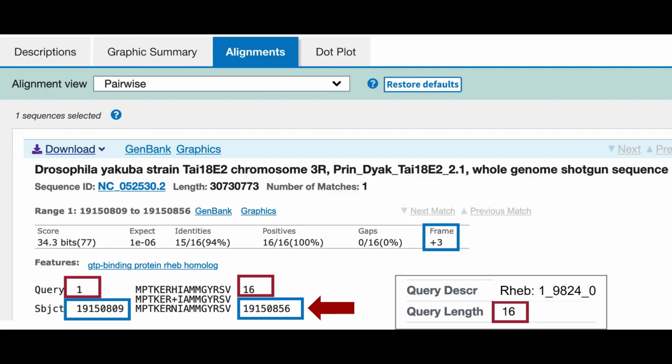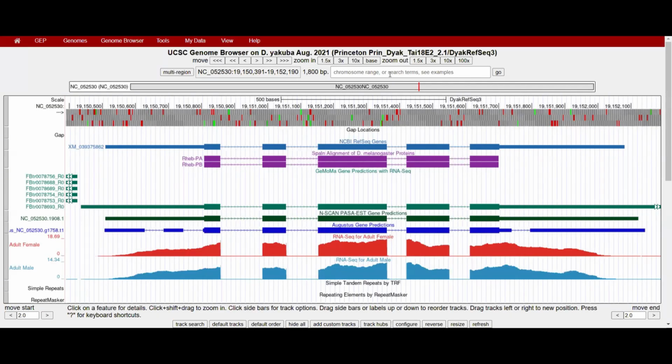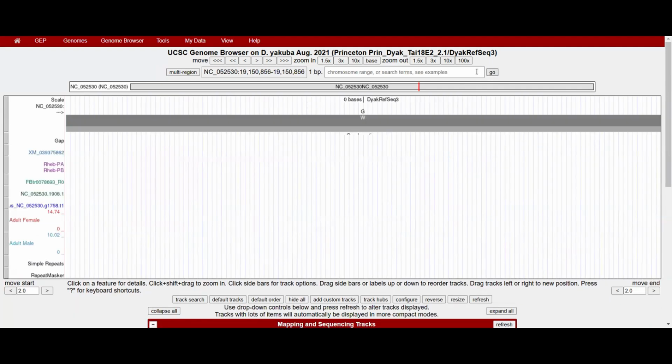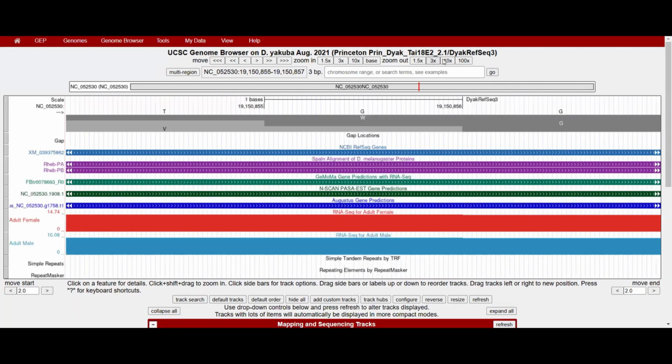Because the T-BLAST-N alignment for CDS1 of Reb terminates at 19,150,856, we expect to find the splice donor site for CDS1 at around that position. To examine the genomic regions surrounding the splice donor site of CDS1, enter NC_052530:19,150,856 into the chromosome range or search terms text box. Then click on the Go button and zoom out 3 times and another 10 times to examine the 30 base pairs surrounding this position.